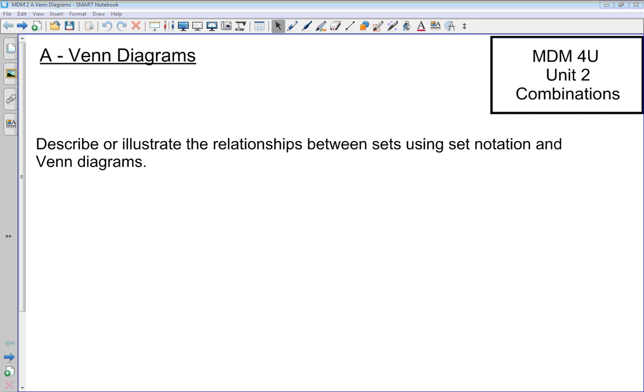So what we want to be able to do by the end of today's lesson is to describe or illustrate the relationship between sets using either set notation or Venn diagrams.